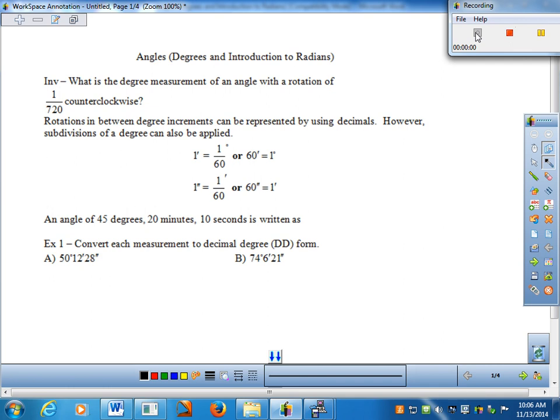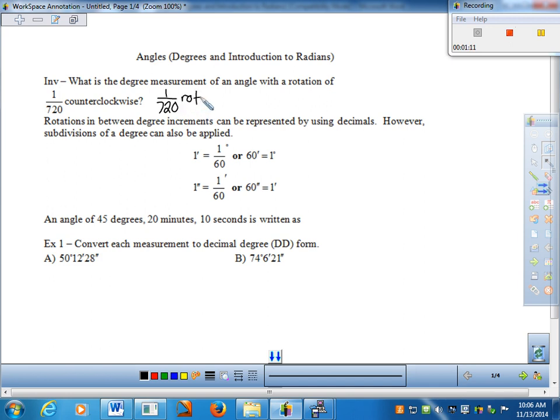In the meantime, though, why don't we go ahead and hit the front side of your paper and the investigation at the top, and just continue a little bit more with the degrees. So the investigation reads, what is the degree measurement of an angle with a rotation of 1/720th counterclockwise? As you may recall from the previous lesson, we saw a nice correlation between the amount of a rotation in an angle and the degree measurement of the angle. So we'll take a look at the exact same piece here today. Just a review, nothing more.